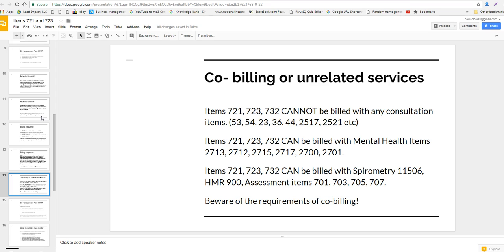However, you need to be aware of the requirements of co-billing or requirements for unrelated items. In a nutshell, in order to bill two Medicare items together, the services for those items need to be unrelated, meaning they involve different body systems. For example, a care plan has been done for diabetes, but a mental health plan has been done for depression. So that involves two different body systems.